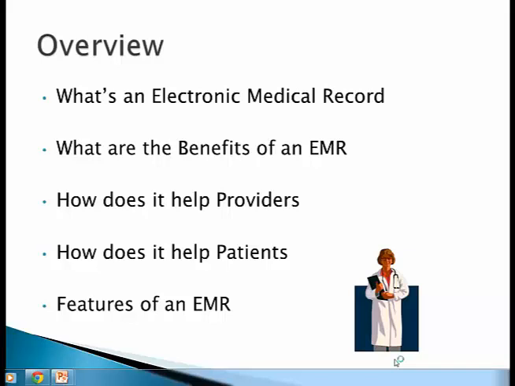Let's start with a little overview of what we're going to discuss during this course. We'd like to talk about what is an electronic medical record, what are the benefits, how it helps the providers, how it helps the patients, and some features of an EMR. I'll also be discussing OpenEMR, which I believe is a product most of you have access to.